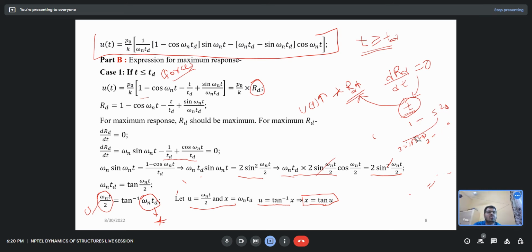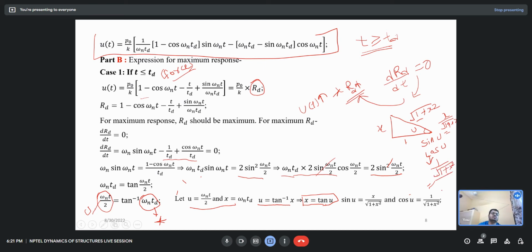If you know x is equal to tan u, I can find out the sine and cosine terms easily. Like, this is my triangle: tan u means this is my angle u, this side is x, this side is unity, so the hypotenuse becomes square root of 1 plus x square. So what would be my sine u and cos u? Sine u would become x over square root of 1 plus x square, and cos u would become 1 over square root of 1 plus x square. So these terms are here.